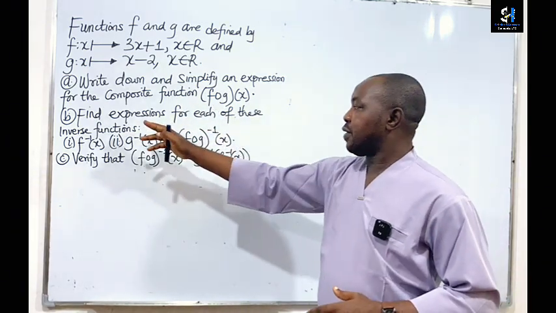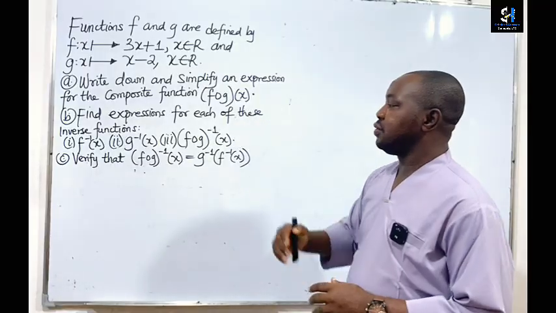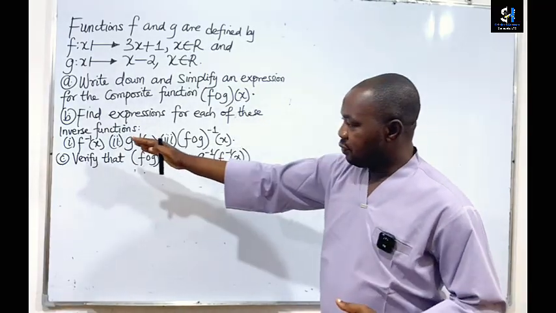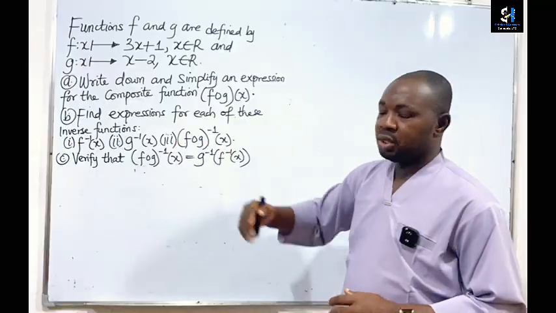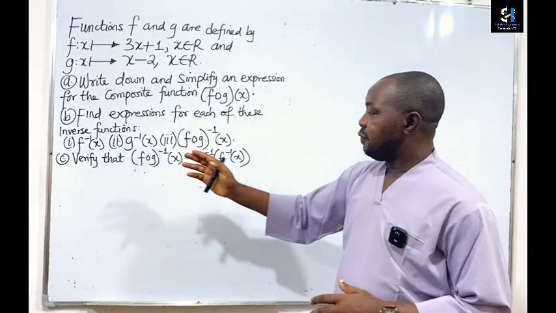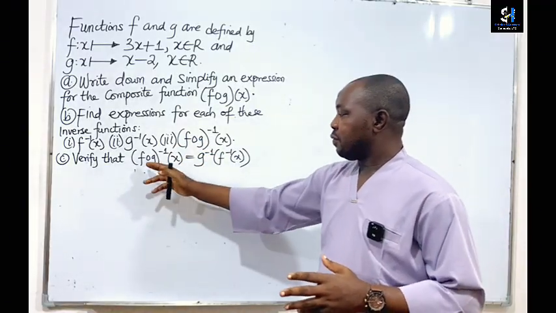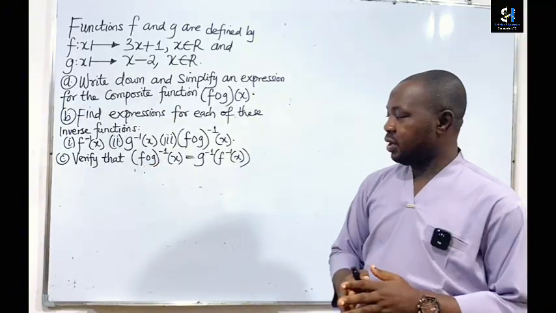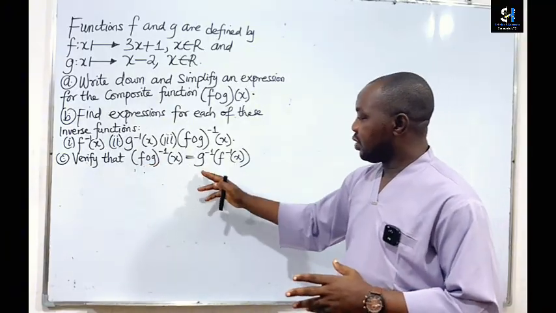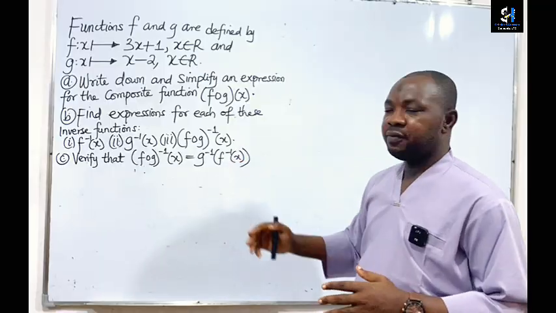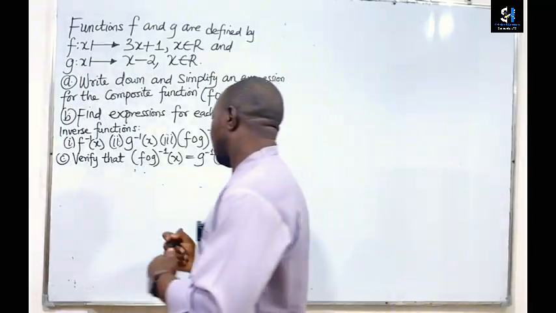That's A. Find expressions for each of these inverse functions. So we have Roman numeral 1, Roman numeral 2, and Roman numeral 3. Verify that the inverse of composite function fg of x is equal to the inverse of g of inverse of function f of x. Okay.